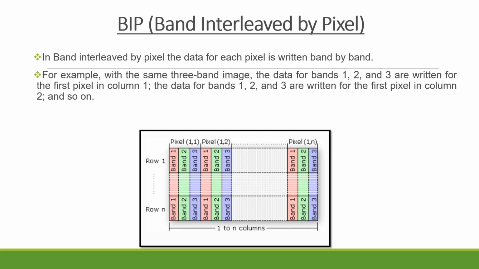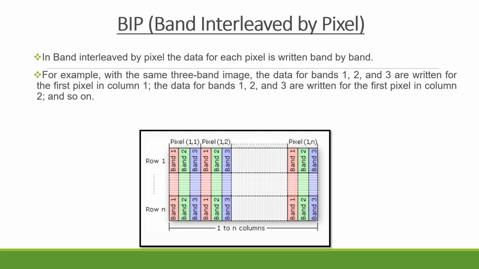Then we have saved the first pixel of the second pixel of the first band, then the second pixel of the second band, then the second pixel of the third band. So in BIL, that is band interleaved by line format, where we were saving our data line by line, we save our data pixel by pixel in the band interleaved by pixel format.